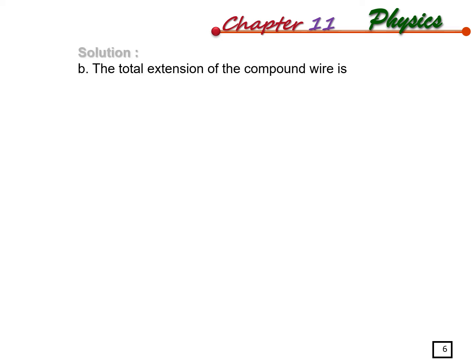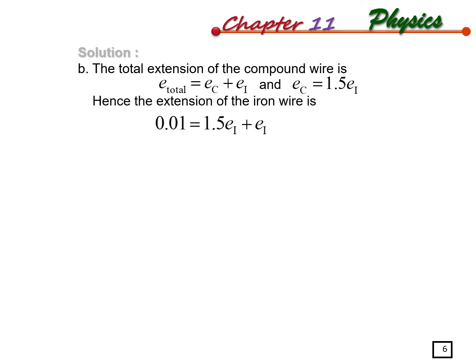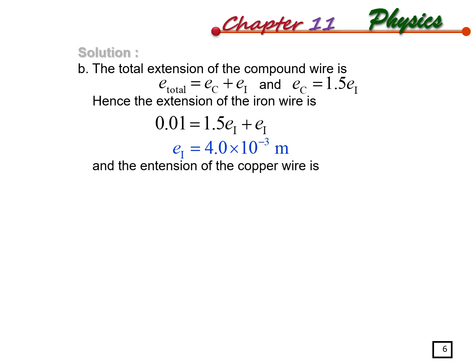Okay, for question B, total extension is given. Total will be the addition of the elongation of copper and also iron. Okay, so from the ratio we can determine the elongation for copper, which will be 1.5 times the elongation of the iron. So what you can do is replace in to determine the elongation of iron. Once you have done that, you can determine the extension of the copper wire.